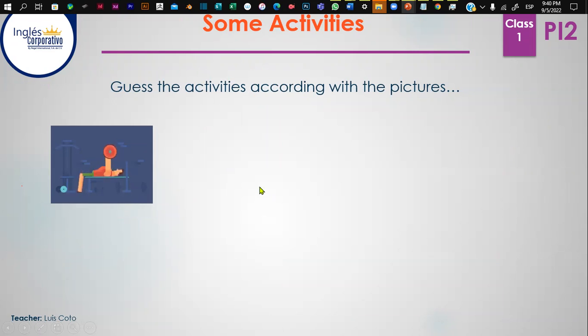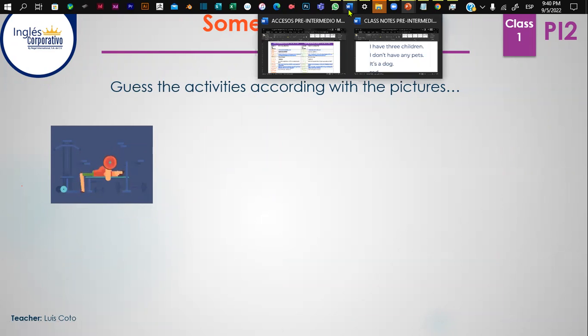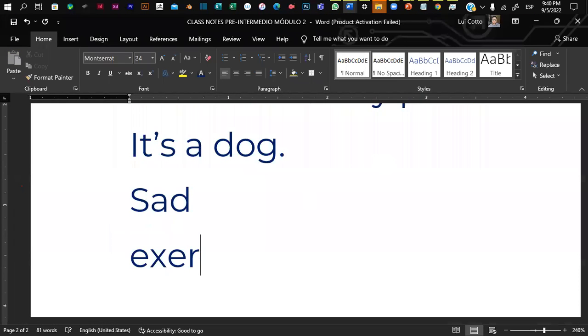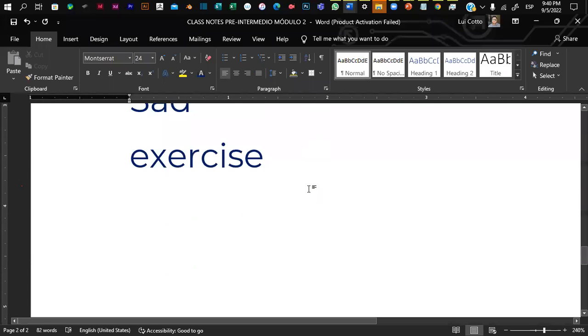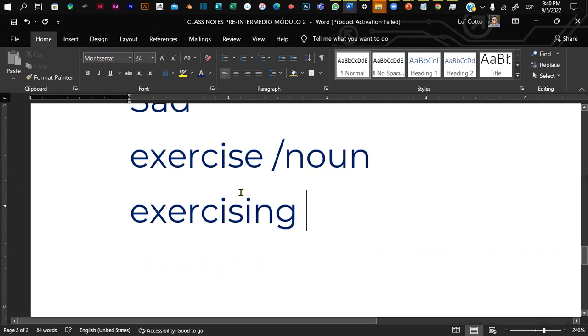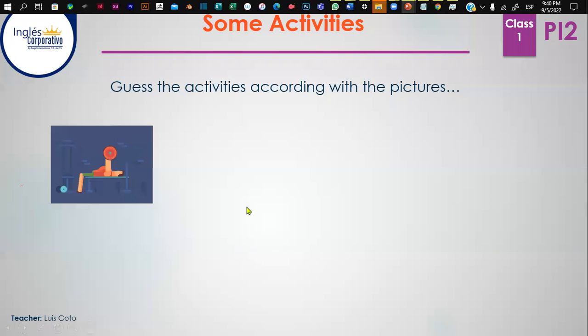Exercise. But if you say exercise, this is a noun. Esto es un noun. And the activity? Exercising. Do exercise, or exercising. Both. Yeah, exercising. And next one is?